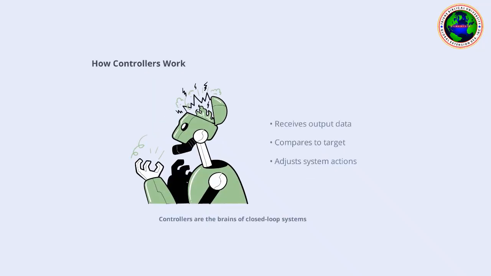Controllers are the brains of closed-loop systems. They receive information about the system's output, compare it to the desired value, and decide what actions to take. This might involve increasing power, changing direction, or making other adjustments. The controller's ability to respond quickly and accurately is what makes closed-loop control so effective.